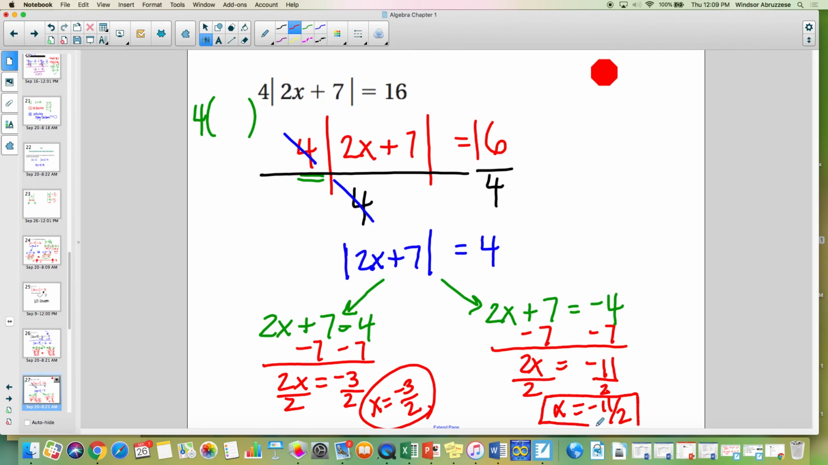Now you could leave your answer as a fraction. You don't even have to go to a decimal. As long as it's a simplified fraction, leave it. This way you don't make any mistakes trying to change it into a decimal. Okay, so now try some examples on your own.